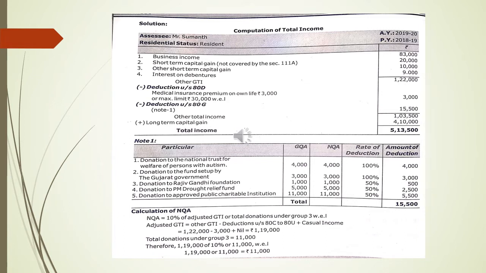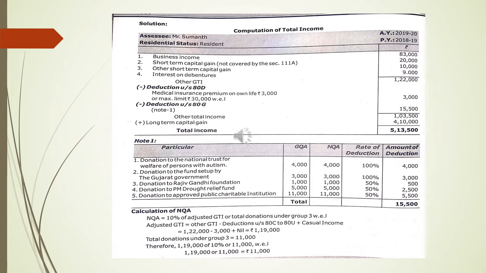If you have casual incomes, that has to be subtracted. So after subtracting all that, the adjusted gross total income stands at 1,19,000. So 10% of 1,19,000 is 11,900, or rupees 11,000, whichever is less. So obviously the less amount is 11,000. So that becomes your net qualifying amount.